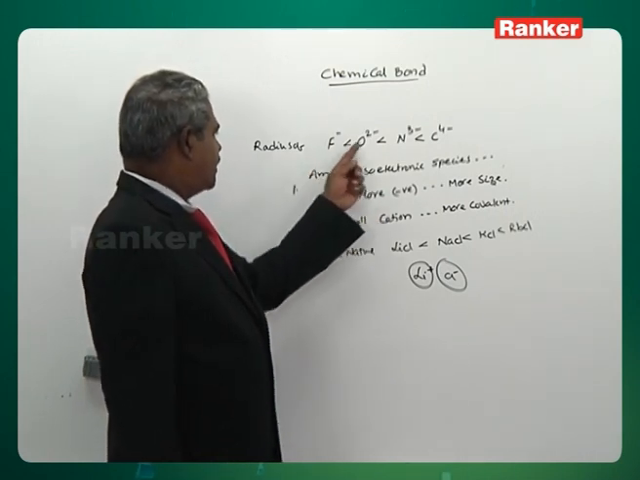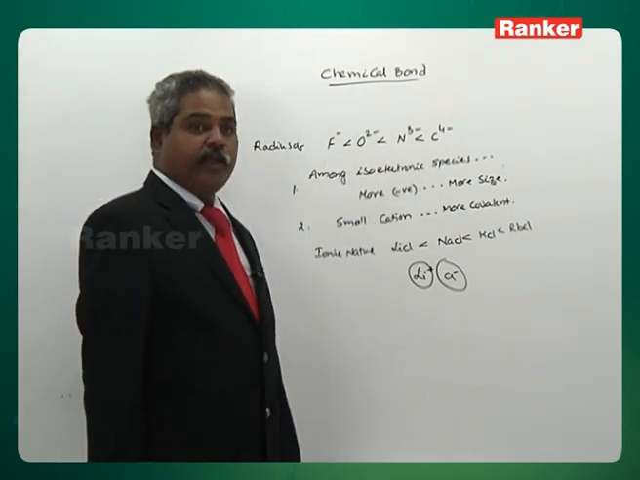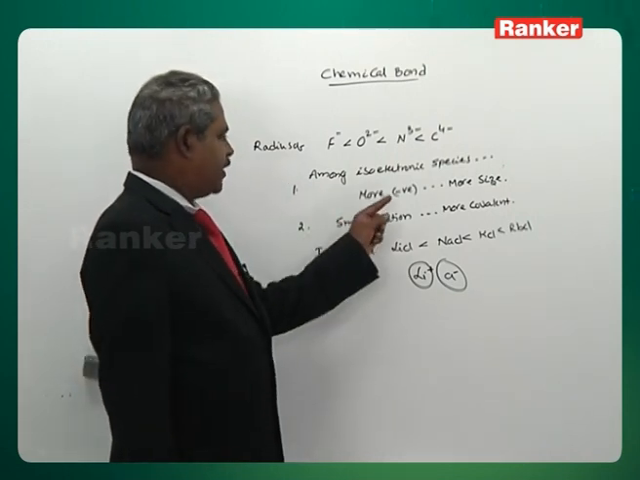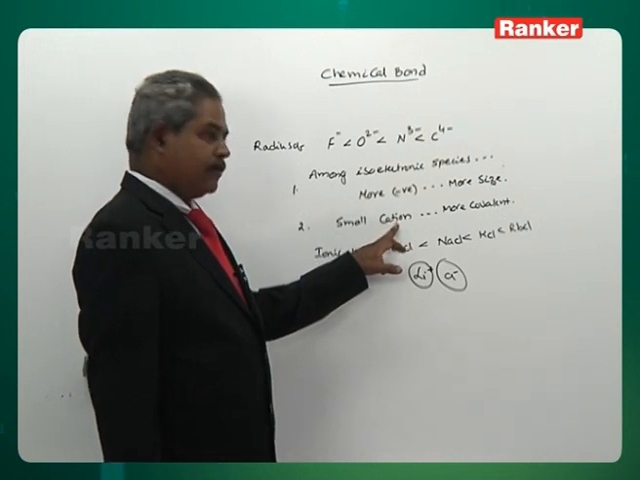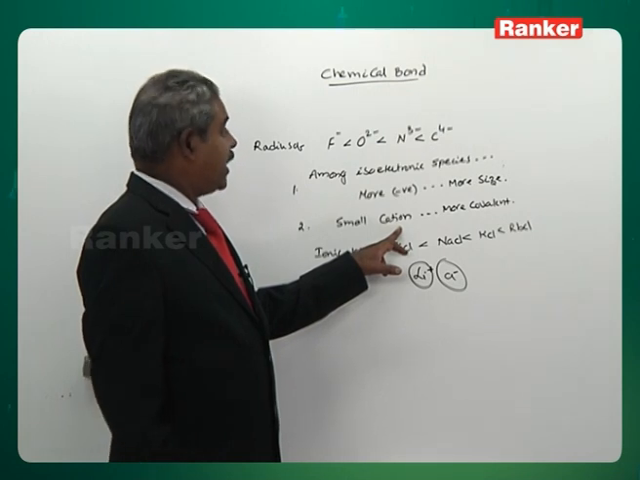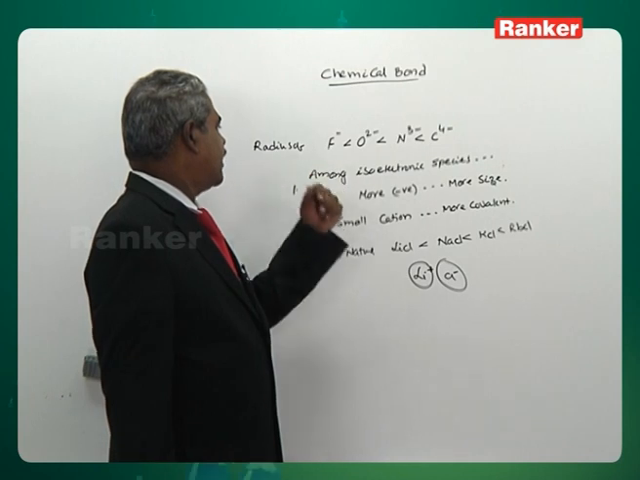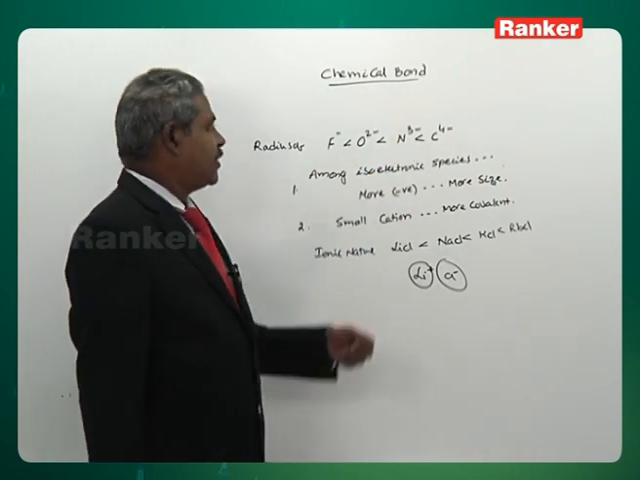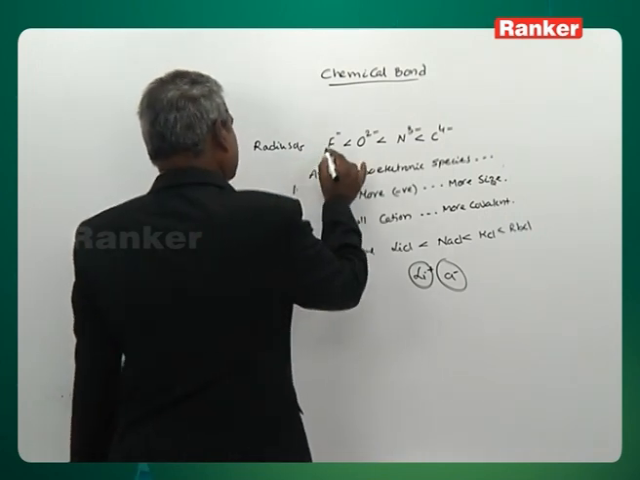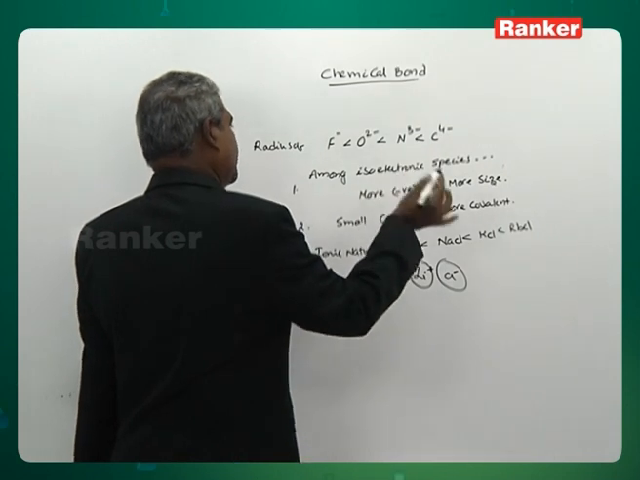Now, compare the ionic nature of these: fluoride, oxide, nitride, carbide. Which among them is more ionic and which among them is most covalent? Let us see. Small cation, more covalent. Small anion is the opposite. Small anion, more ionic. Therefore, F minus is more ionic, C4 minus is more covalent. Therefore, fluorides are more ionic than oxides, more ionic than nitrides, more ionic than carbides.